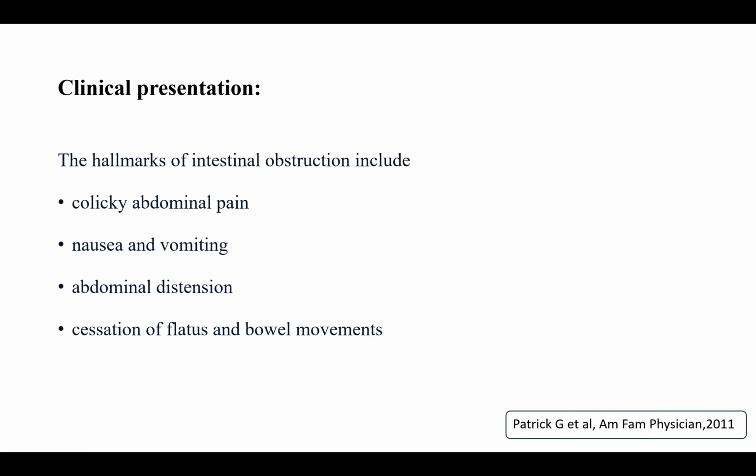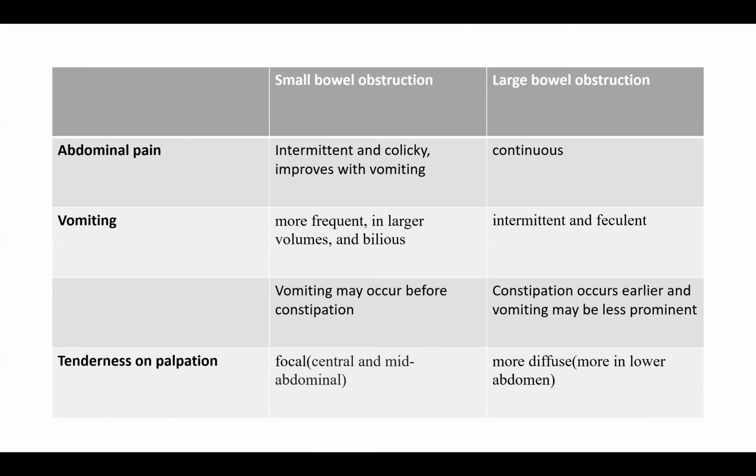In intestinal obstruction, the hallmark presentation is colicky abdominal pain, nausea and vomiting, abdominal distension, and cessation of flatus and bowel movements. There is slight variation in presentation between small bowel and large bowel. In small bowel obstruction, the abdominal pain is intermittent and colicky, and the pain is relieved with vomiting. But in large bowel obstruction, the abdominal pain is continuous. In small bowel obstruction, vomiting is more frequent, in larger volumes and bilious, and occurs before constipation. But in large bowel obstruction, vomiting is much less prominent.